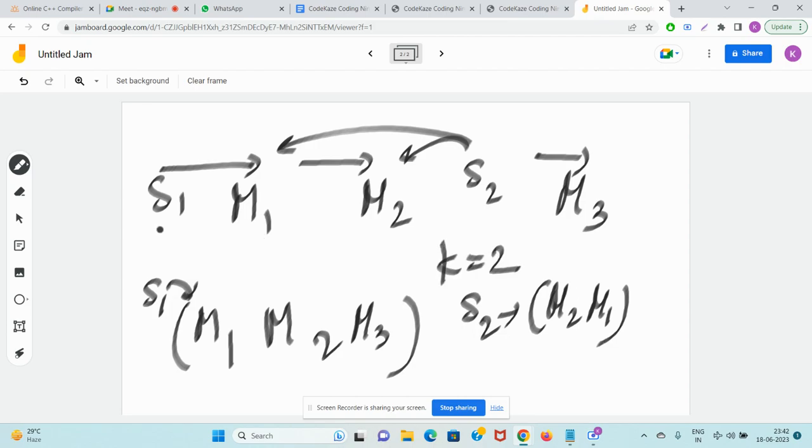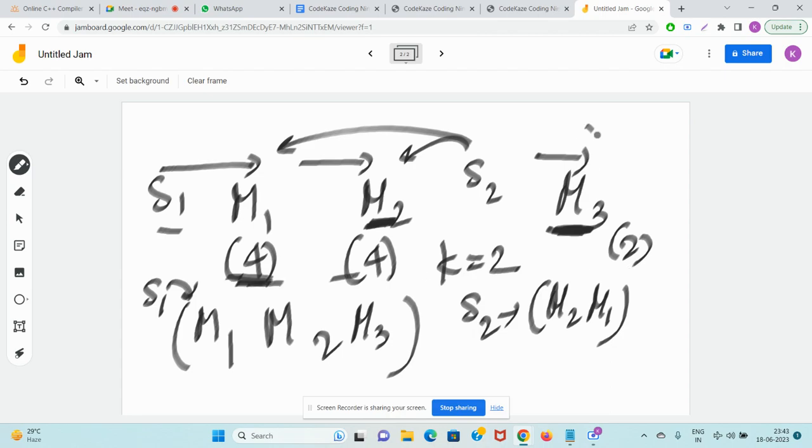So this got hit by S1 also, S2 also. So this got an impact of 4. This also got hit by S1 also, S2 also. This got an impact of 4. This only got hit by S1. This got an impact of 2. So if you subtract these numbers from the strengths, they will become negative. Hence, all the monsters are dead.